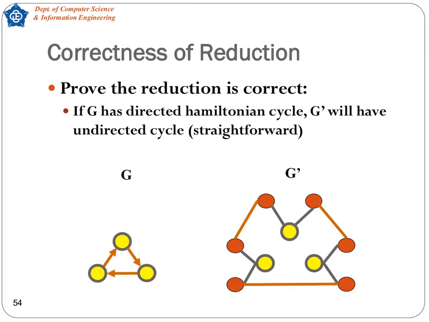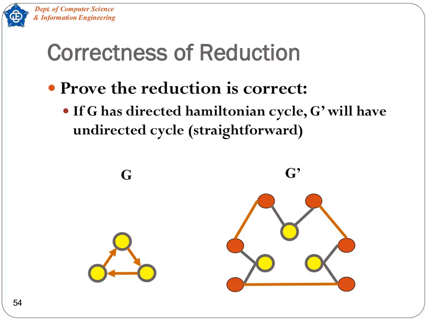Building on our last slide, let's see why this reduction from directed to undirected Hamiltonian cycle actually works. On the left, you have the original directed graph G, 3 yellow vertices linked by arrows that form a directed cycle. On the right is the constructed undirected graph G′. Here, each vertex from G is blown up into a little gadget of 3 nodes, alternately orange and yellow, and every directed arc in G becomes a corresponding path of undirected edges in G′.